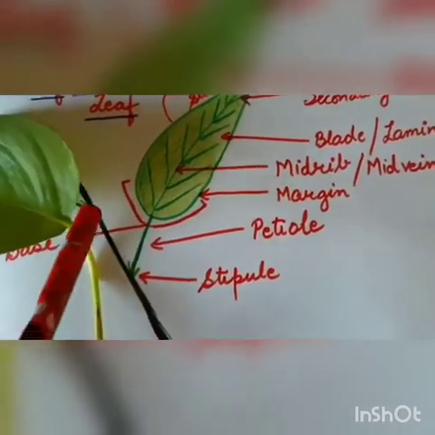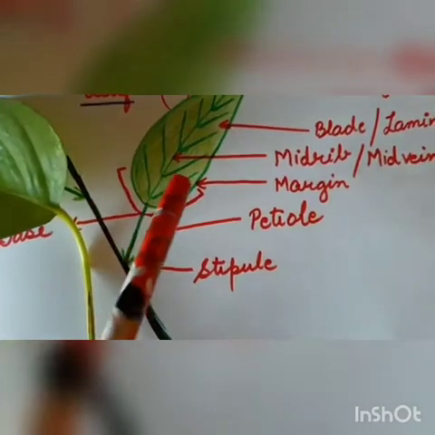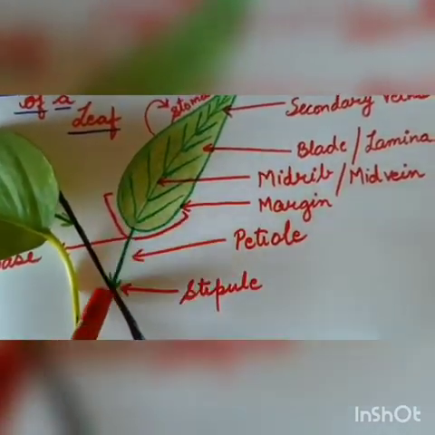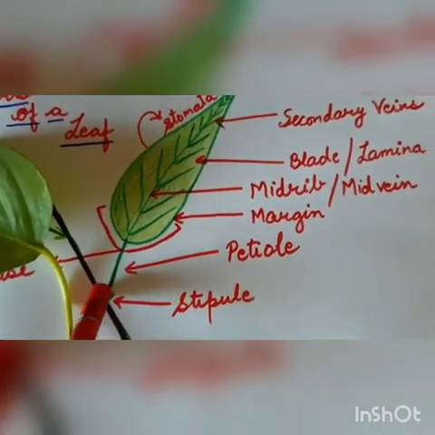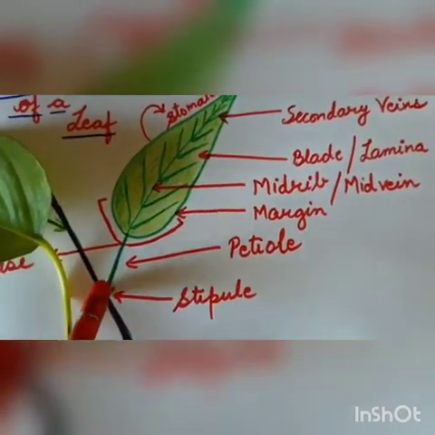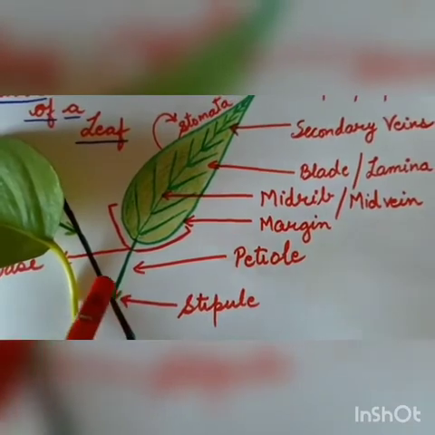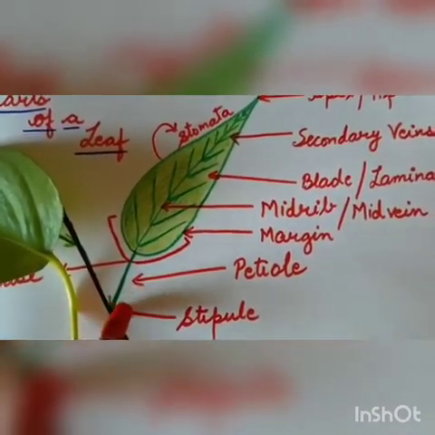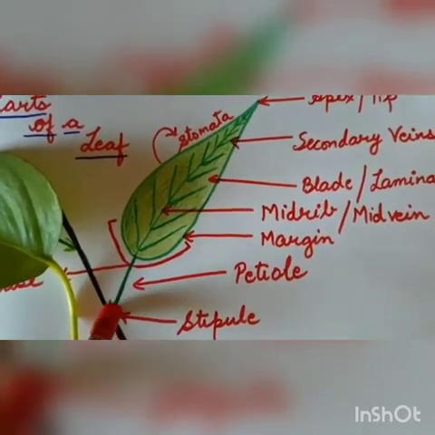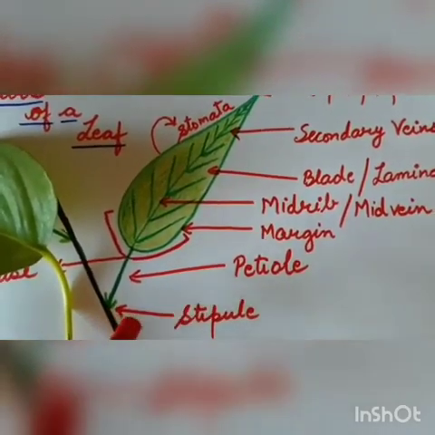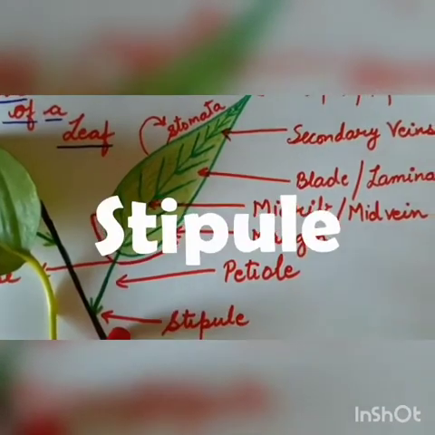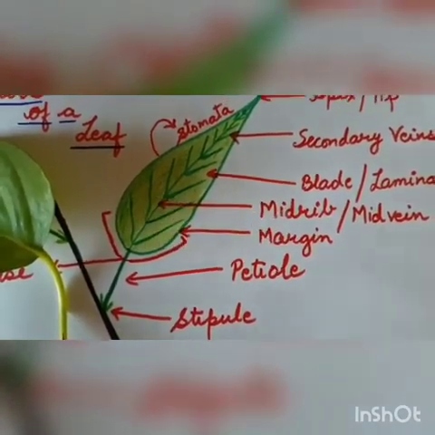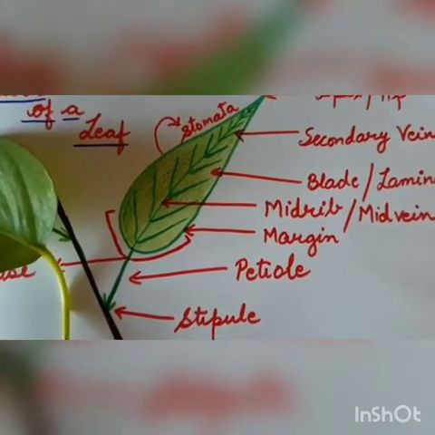Now this is the real petiole, you can see. So this attaches the leaf blade with the stem of the plant, right? Now we see sometimes that there are some small things where the petiole and the stem join. This is called stipule. They are two small flaps that grow at the base of the petiole of some plants.